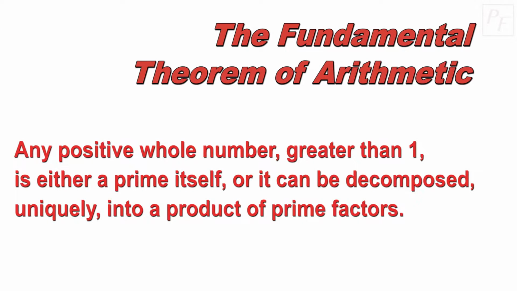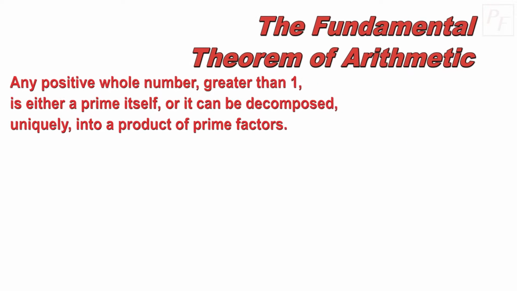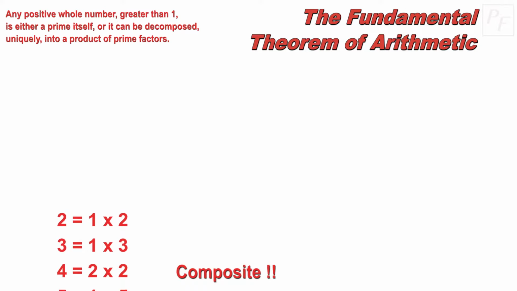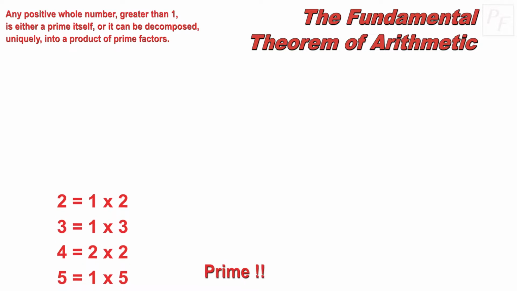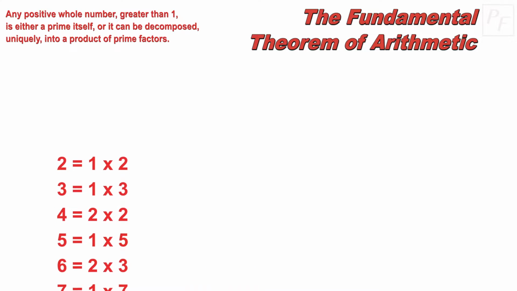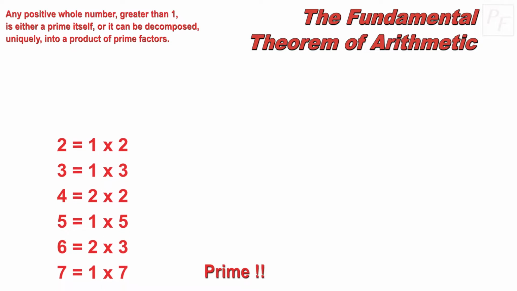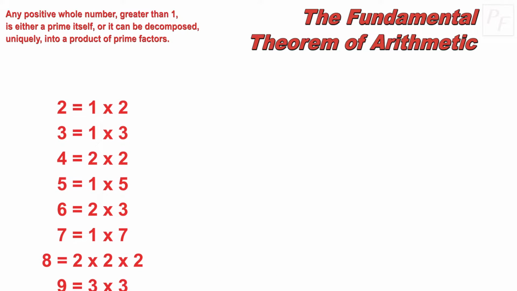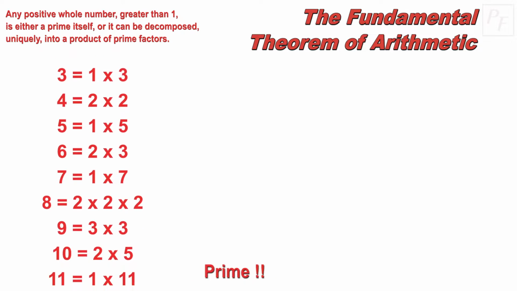How to prove the Fundamental Theorem of Arithmetic? We know from evidence that, at least, a few numbers can be expressed as the product of prime factors. 2 is a prime number, so is 3. 4 can be expressed as 2 times 2. 5 is a prime number. 6 can be expressed as 2 times 3. 7 is a prime number. 8 can be expressed as 2 times 2 times 2. 9 can be expressed as 3 times 3, and so on.